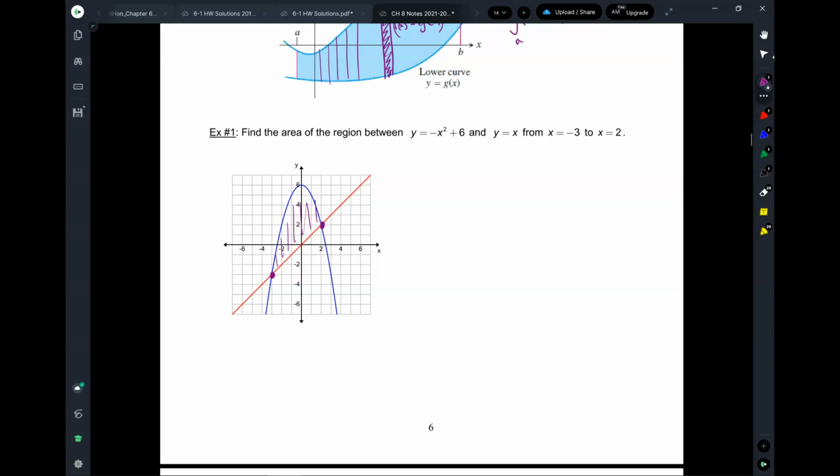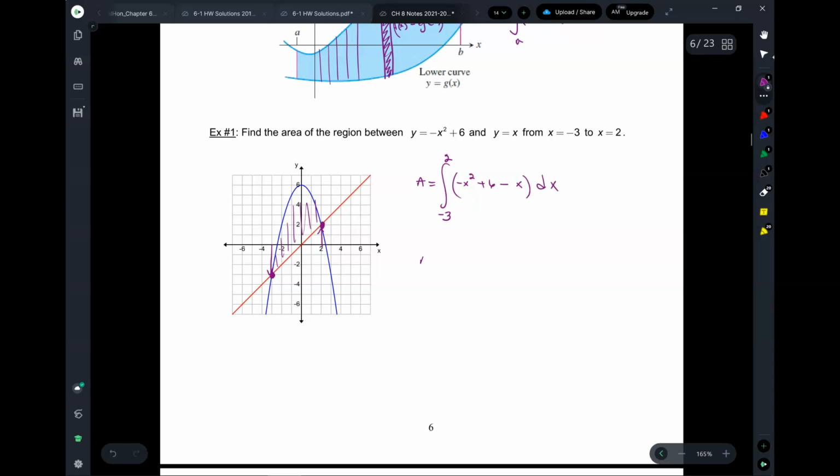What you have to do first is figure out the x values of the points of intersection between the two functions. If you're given the graph, then that's easy. It goes from negative 3 to 2. So the area is from negative 3 to 2, the upper function minus the lower function. The upper function is negative x squared plus 6 minus x dx.